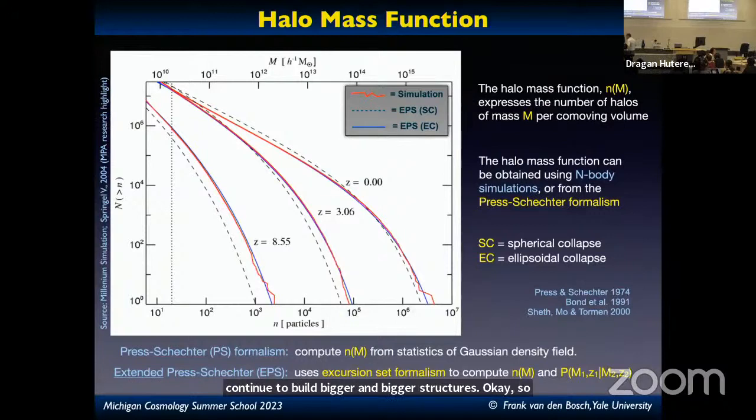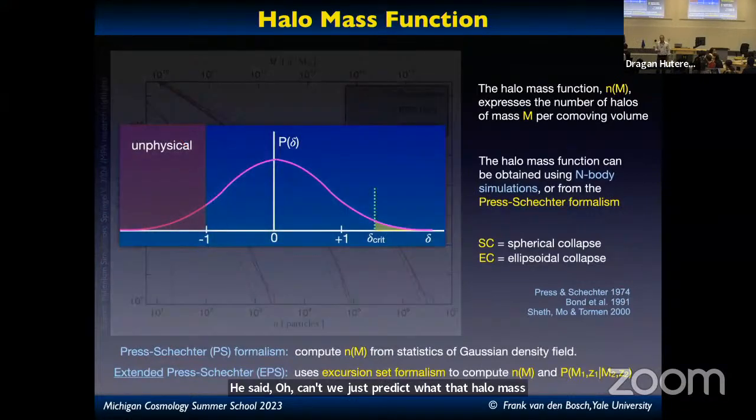Now, in 1974, Press and Schechter had a great idea. They said, can't we just predict what that halo mass function is? And basically the way they did it was to say, well, I'm not allowed to take my linear theory and make it go into the nonlinear regime, but screw that, I'm going to do it anyway. I'm going to just continue to describe my distribution by a Gaussian, even though this is completely unphysical. I don't care, I'm just going to continue doing that.